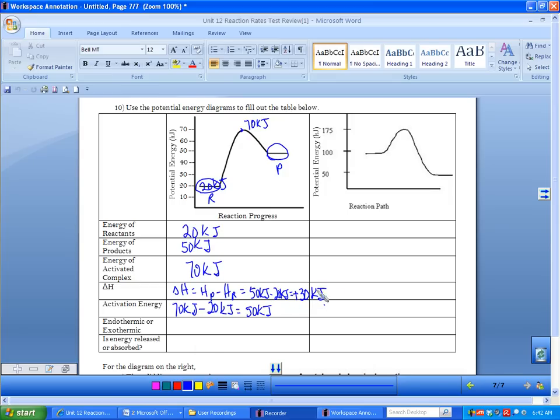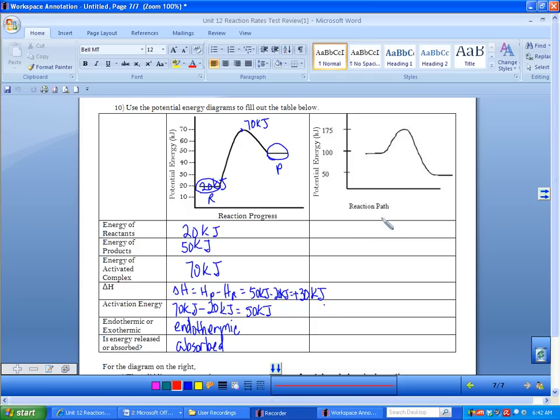Endothermic or exothermic, well, I look at delta H, it's positive, and we said up there that a positive delta H was endothermic, because the system is gaining 30 kilojoules of energy, and if it's gaining, it must be absorbing it.